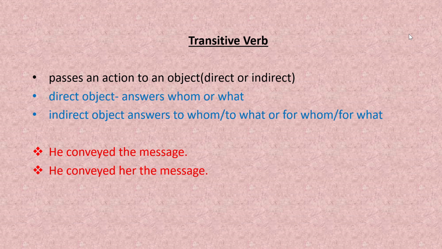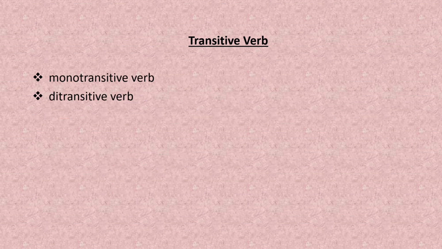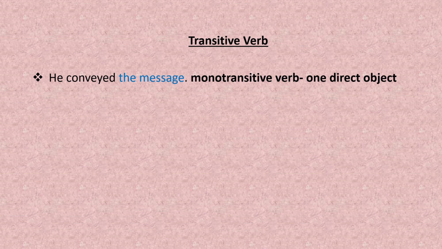In both these sentences, conveyed is the verb. In one sentence, it has a direct object. In the other sentence, it also has an indirect object. Similarly, he calls me his friend. A transitive verb can further be divided into monotransitive verb, ditransitive verb, and complex transitive verb. What are these? Let us have a look at those sentences again. He conveyed the message. In this sentence, we saw the message was a direct object. So here conveyed is a monotransitive verb because it has only one direct object.